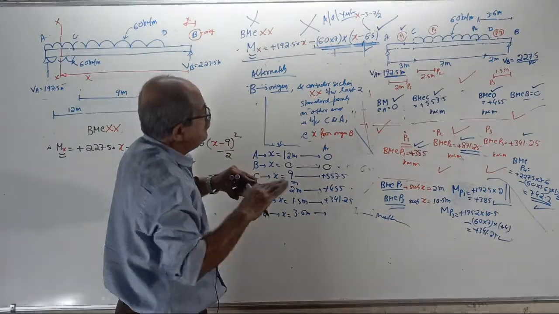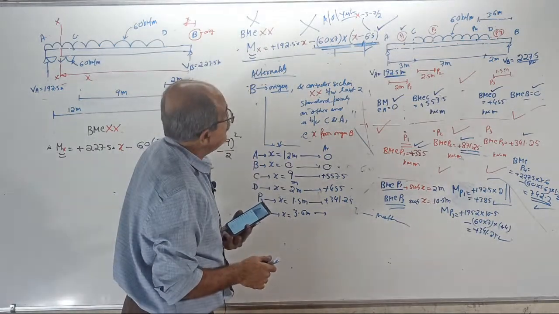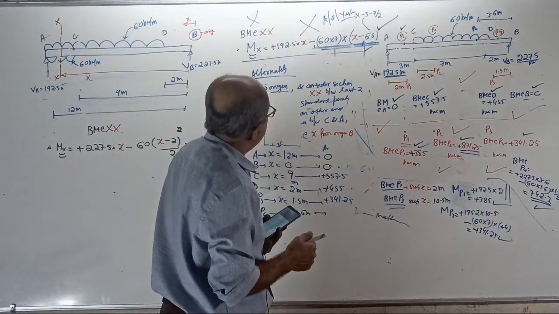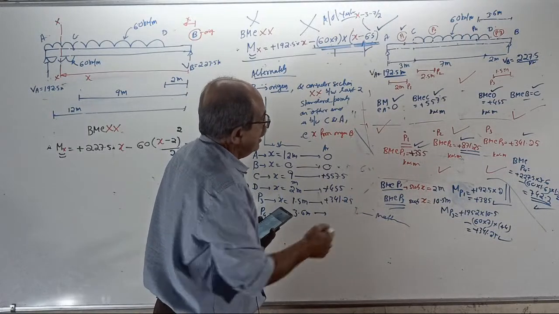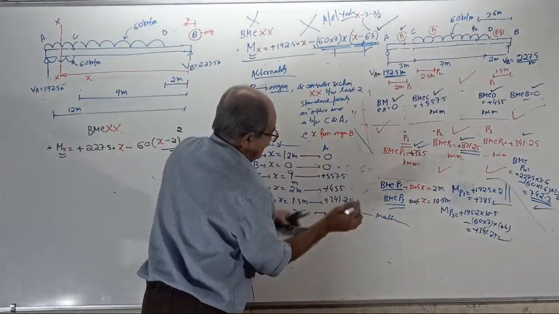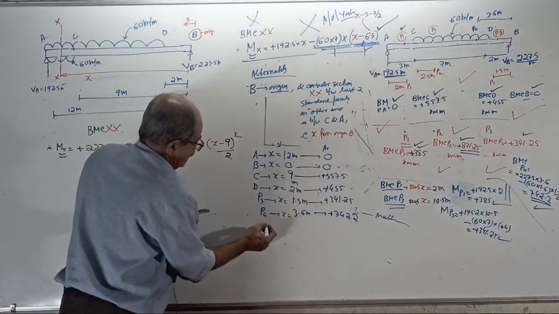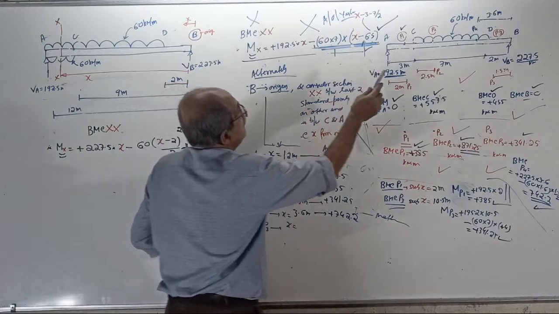Which point? P3. P4. Where is P4? Plus 742 point. No, it should be here. 742.2.